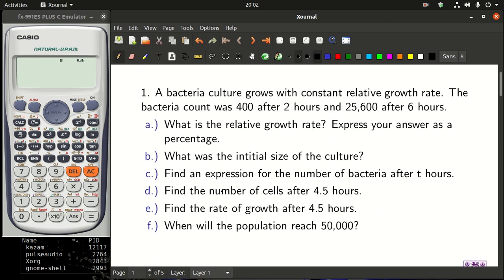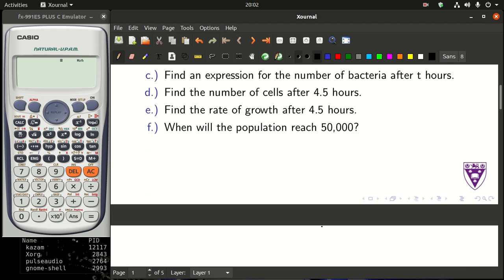What was the initial size of the culture? Find the expression of the number of bacteria after 2 hours. Find the number of cells after 4.5 hours. Find the rate of growth after 4.5 hours. When will the population reach this much?